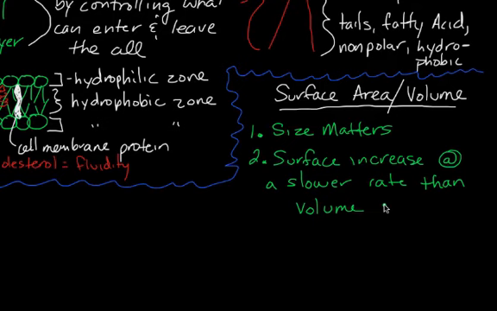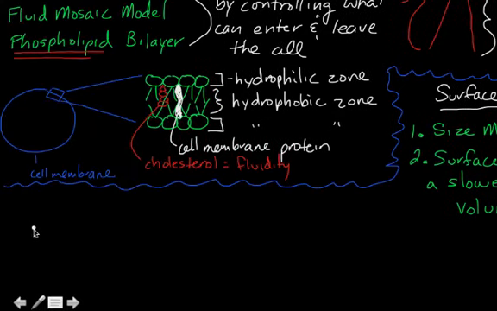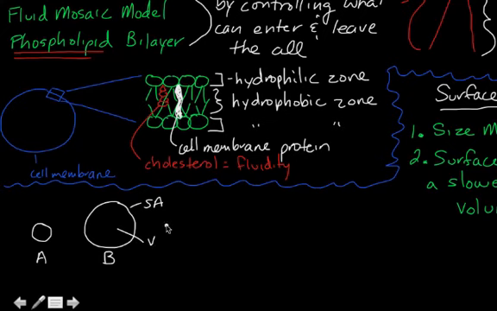What does that really mean? Well, here's what it means. If I have a cell, so here's one cell. So this is cell A, and I have another cell, cell B. When I'm comparing these two cells, the inside of the cell increases faster than the outside. And it's the outside which is the surface area, and it's the inside which is the volume.